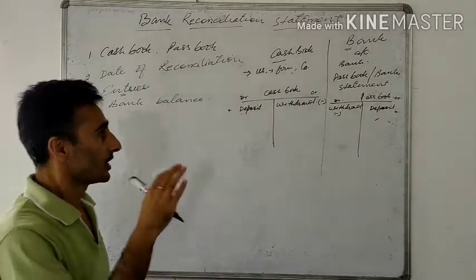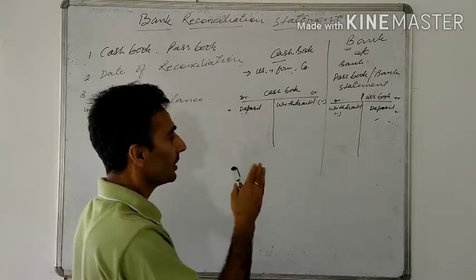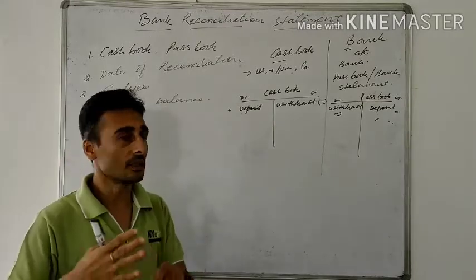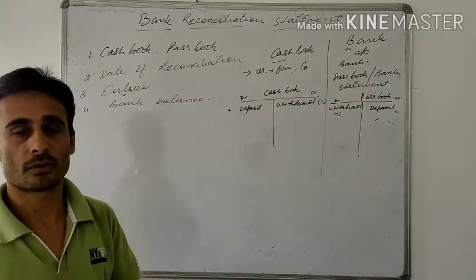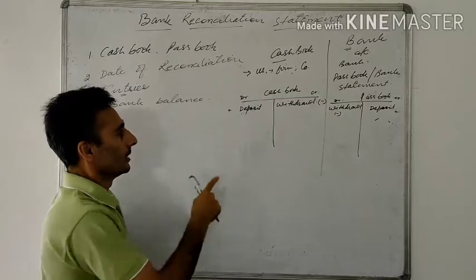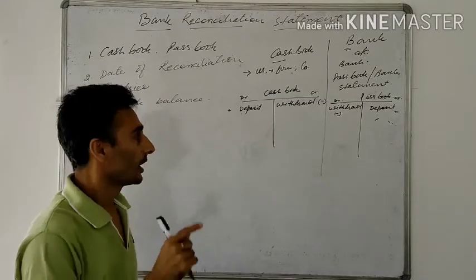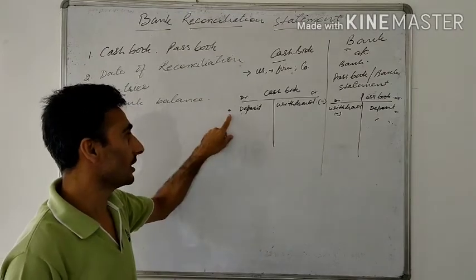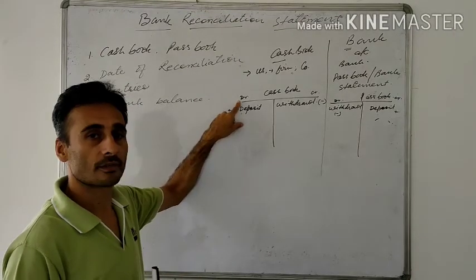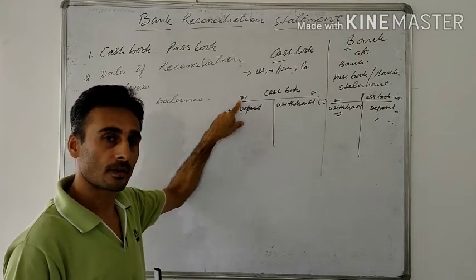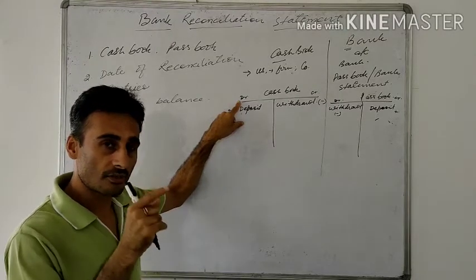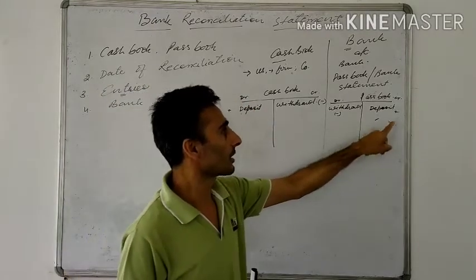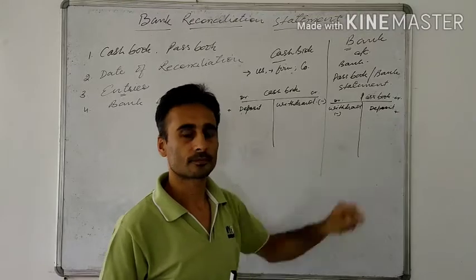Withdrawal will decrease the balance. Right? Here it is very important to understand how the entries are made in the cash book and in the passbook. If a transaction leads to an increase in the balance, then the entry will be on the debit side of the cash book. If the transaction increases the balance in the bank account, the entry will be on the credit side in the passbook.